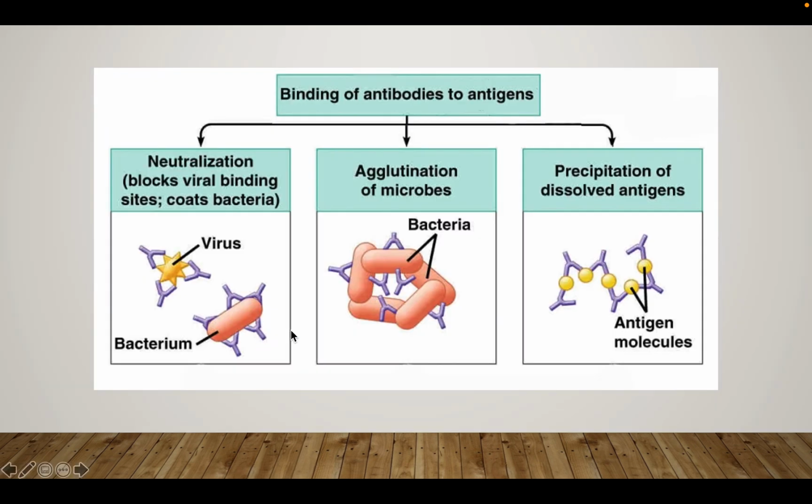So here you can see some of our different things. You have neutralization here. You have agglutination, where you have a few different bacteria, and these antibodies are forming cross-links with each other. And then precipitation is where you have this long chain of antigens and antibodies, and this would ultimately settle out of solution, settle out of the blood, and form an insoluble precipitate.